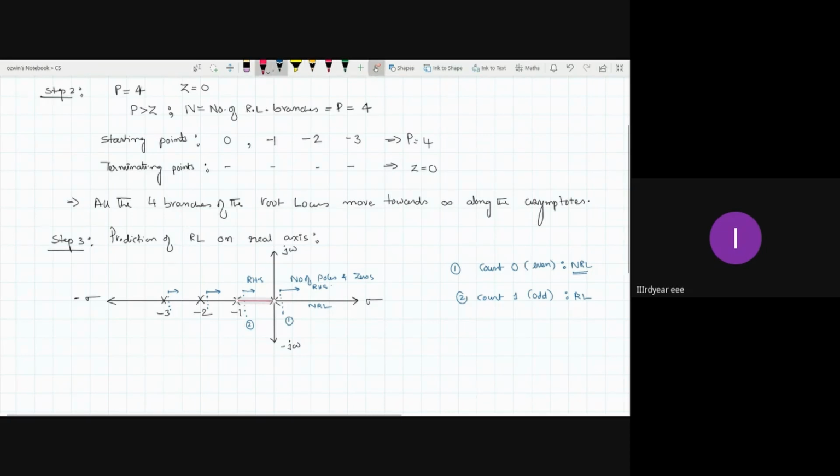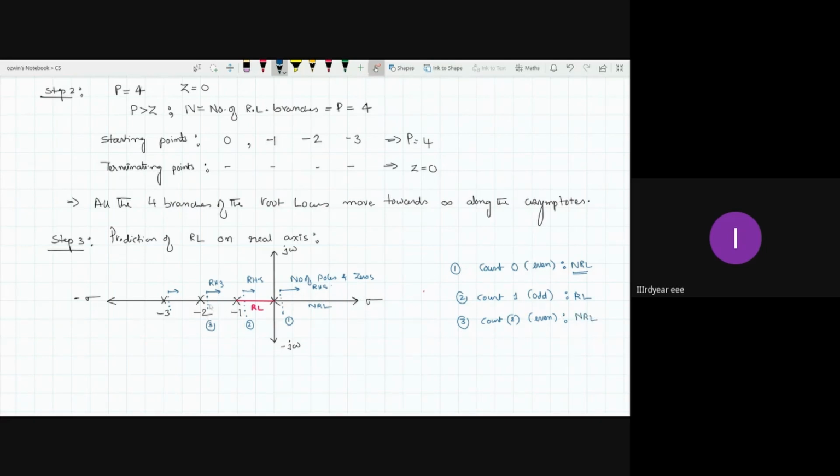Let me slightly thicken the line so that visibility improves. So RL, here let me write RL. And then you move on to section 3. Count how many poles and zeros are lying on the right-hand side of section 3. You have one pole and a second pole, so the count becomes 2. 2 is even, so when you get an even count, it becomes NRL.